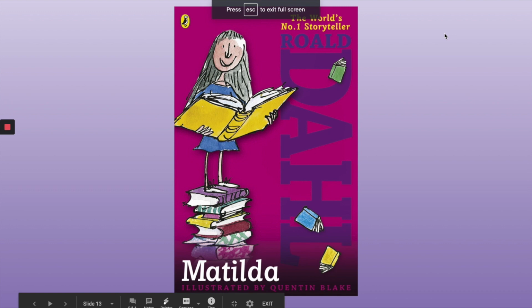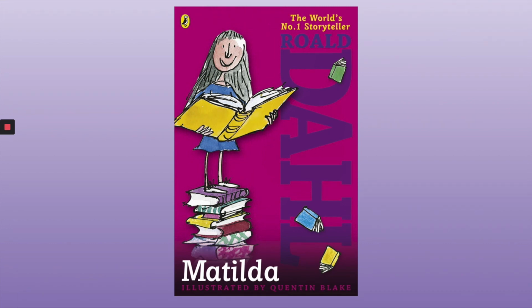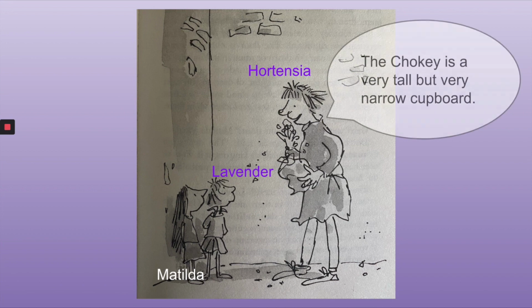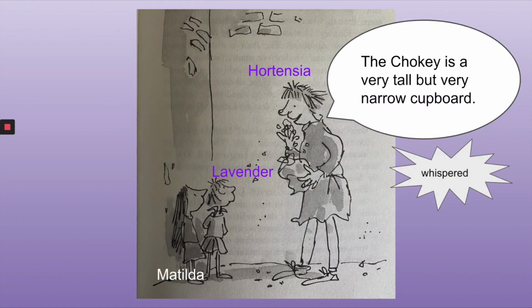Okay, Year 2, next part of the lesson. This is where it's going to get really tricky, so I hope you have your brains turned on. In this scene, we've got Hortensia, Lavender, and Matilda. Hortensia says, "The chokey is a very tall but very narrow cupboard." We want to turn this thing that Hortensia has said in a speech bubble into a sentence with speech marks. Instead of using the word said, we are going to use the word whispered. So it will be, "The chokey is a very tall but very narrow cupboard," whispered Hortensia.